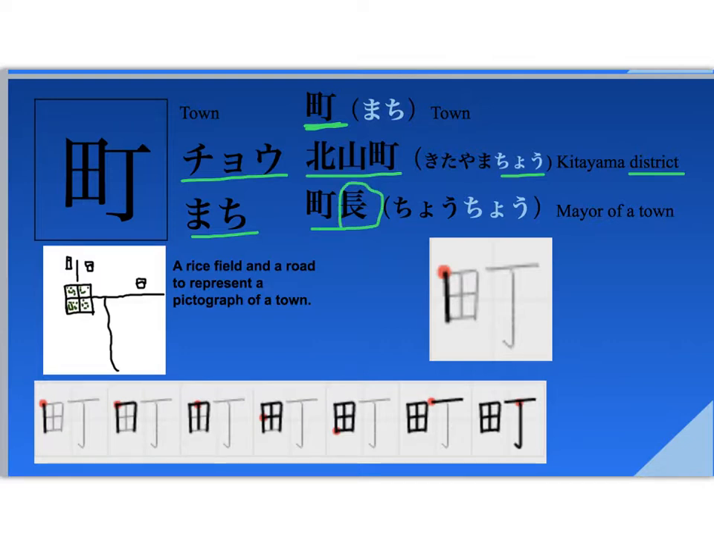And this really looks like a little pictograph of a rice field. So the rice field's a bit longer, right? It's not so flat looking, although I guess you could write it like that. And then you have some streets. So just a little pictograph of a town. And this is 1, 2, 3, 4, 5, 6, 7.